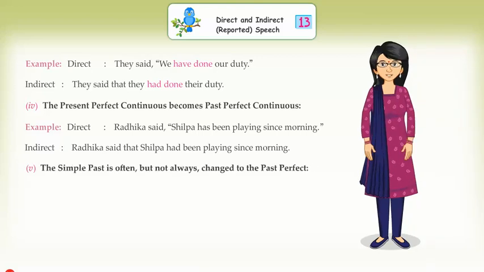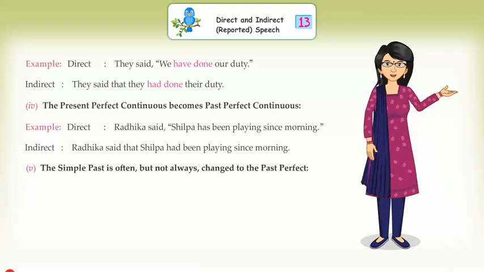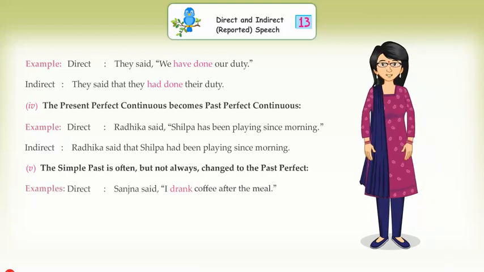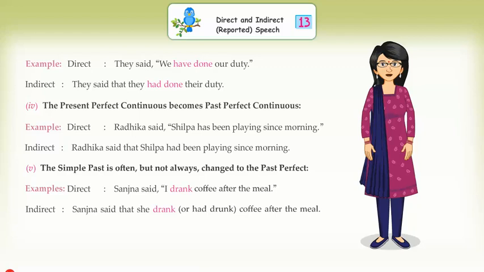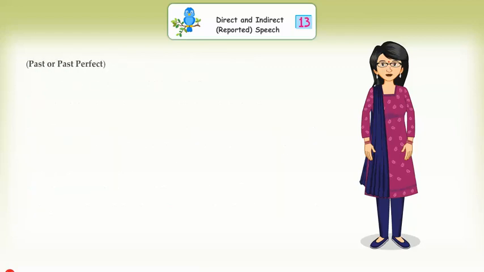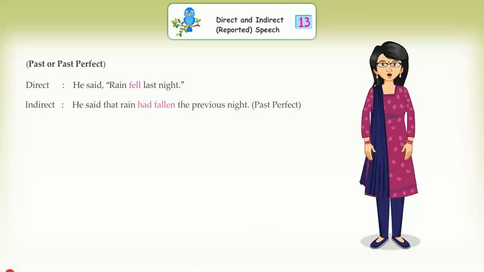5. The simple past is often, but not always, changed to the past perfect. Examples: Direct: Sanjana said, "I drank coffee after the meal." Indirect: Sanjana said that she drank or had drunk coffee after the meal. Past or past perfect. Direct: He said, "Rain fell last night." Indirect: He said that rain had fallen the previous night.